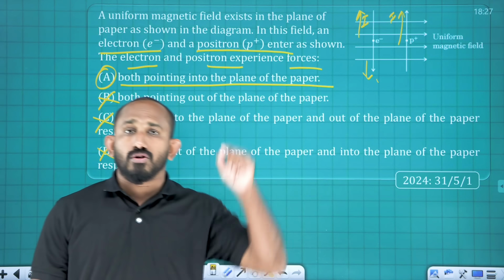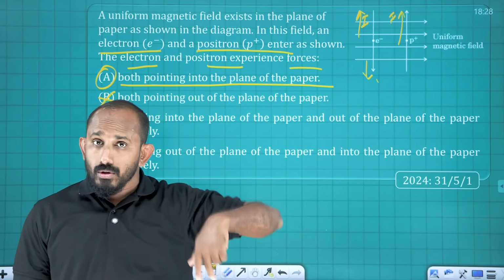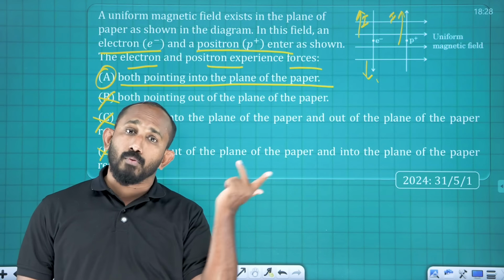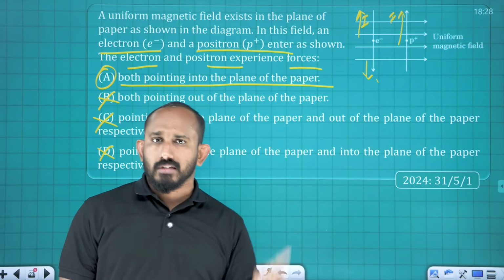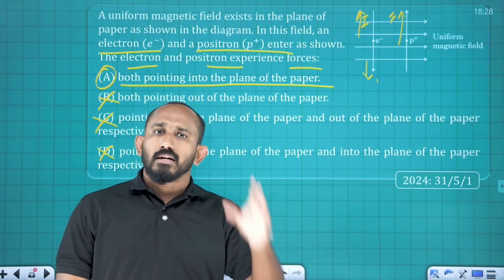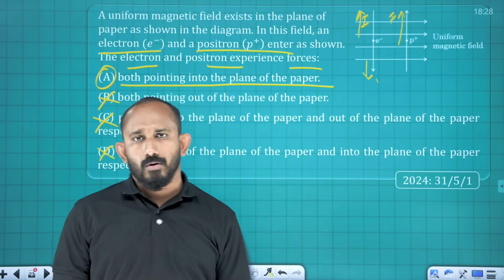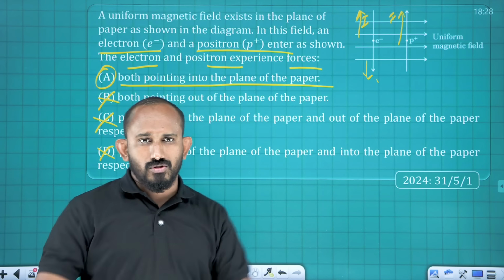Take utmost care. Electron moving down means the current is not out or in. The current is actually in the same direction, upward only. The current is opposite to the electron's motion, and for positive charges, the current is in the same direction. So the positron's current is upward only. Hope you got it. Next question, let's see.